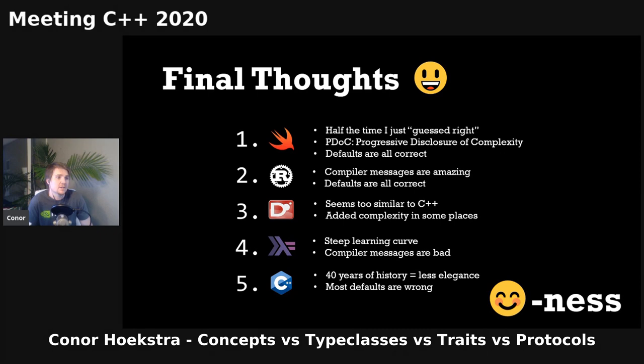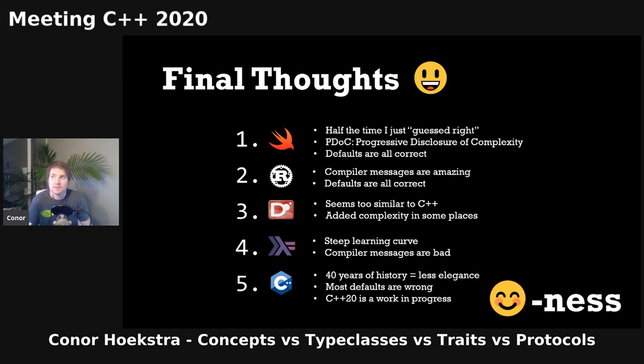Another thing about C++ is most of the defaults are wrong, which is just a legacy thing. It's not the end of the world, but it would just be nice if I didn't have to write const all the time and I could just write mut when I wanted something to be mutable. And the other thing is that C++20 is a work in progress, so the compilers don't all have full support for C++20. So potentially by the time a decade's gone by and we're using C++26, C++ could be at the top of this list. Probably not, but it should be a better story in a little bit of time.